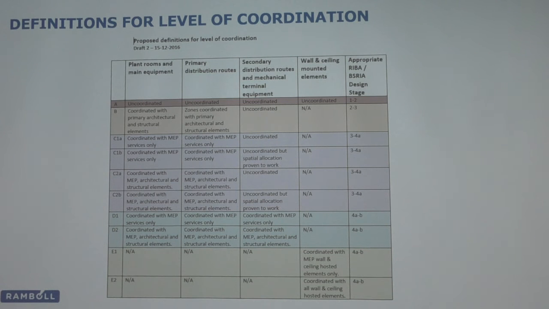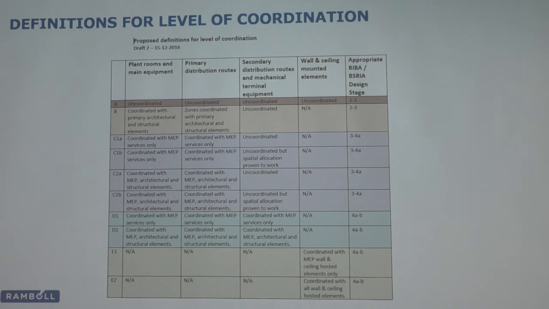So for example, if you were to say that my model is coordinated to D1, then when I'm looking in the plant room, it's coordinated with MEP services only. So if it's starting to clash with other parts of the building in the plant rooms, you need to explain to them that the model's not ready for that yet, stop worrying about it, we are on it, we know it's got to be done, but we're not here yet, so don't panic.